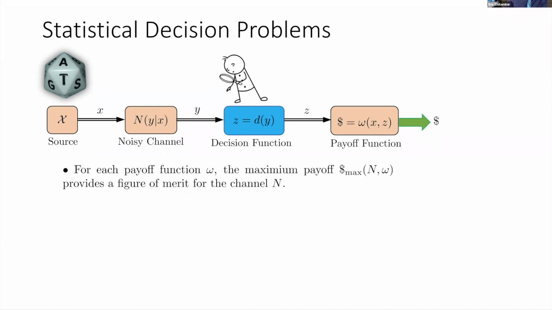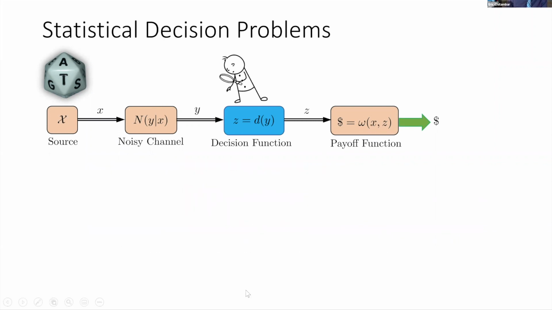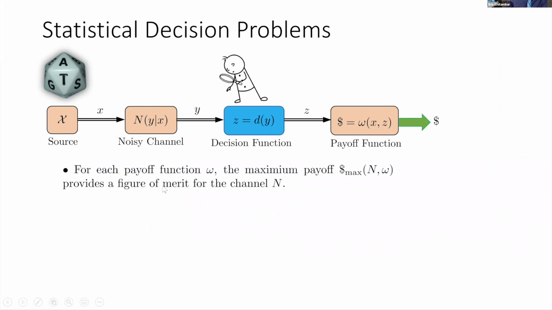All right, good. This function that I defined is very useful because for a fixed payoff function, it provides one figure of merit for the channel n.